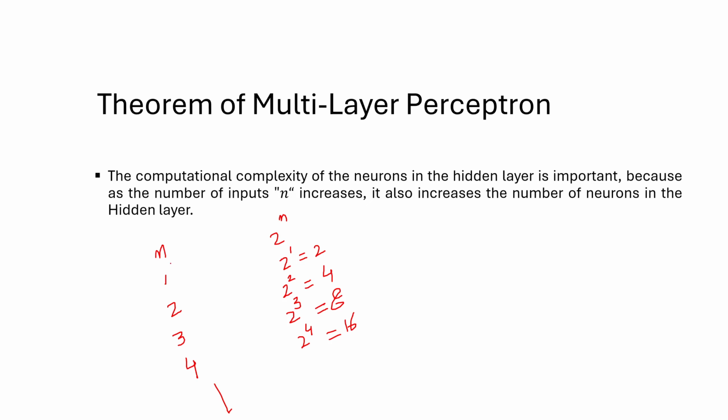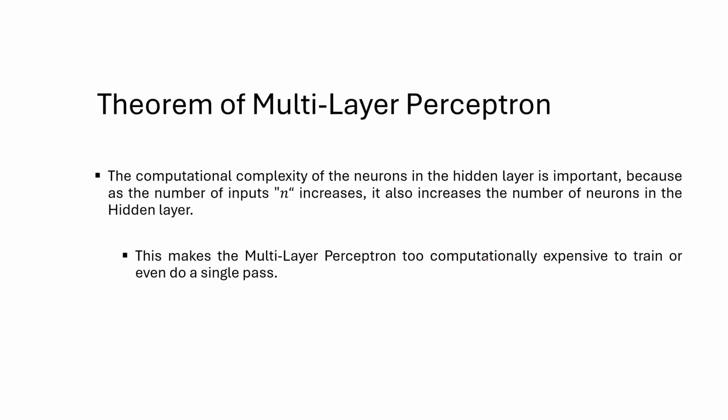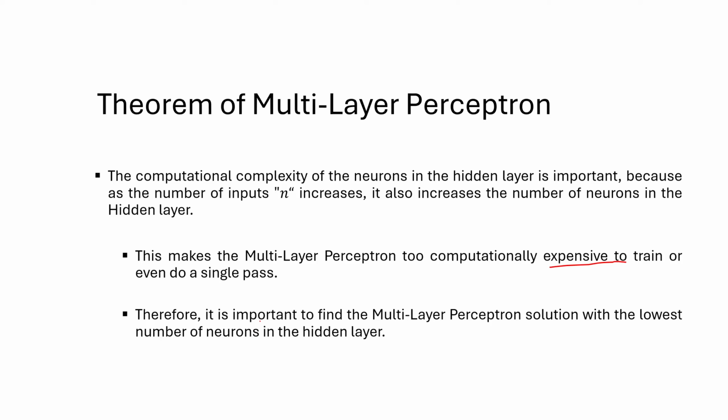So you see, when the number of inputs increases, the number of neurons in the hidden layer also increases. And the number of neurons in the hidden layer is very important, because it increases the computational complexity of your multi-layer perceptron, making it computationally too expensive to train. Therefore, if it is possible to find a multi-layer perceptron solution for a Boolean function with a lower number of neurons in the hidden layer, less than 2 raised to the power n, then you should go with it.